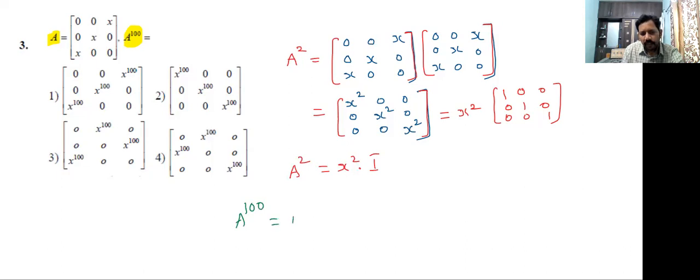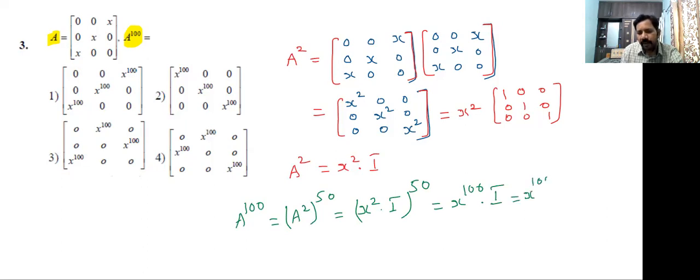That is A square whole power 50. Now this is x square I whole power 50. x square whole power 50 is x power 100, and I power 50 is I only. I means, you know very well, the identity matrix. What is that? 1 0 0, 0 1 0, 0 0 1.